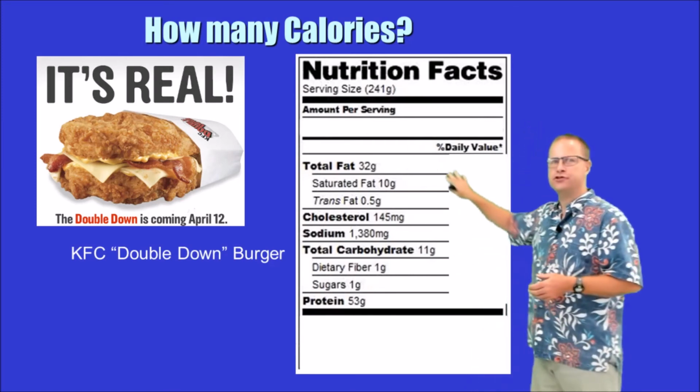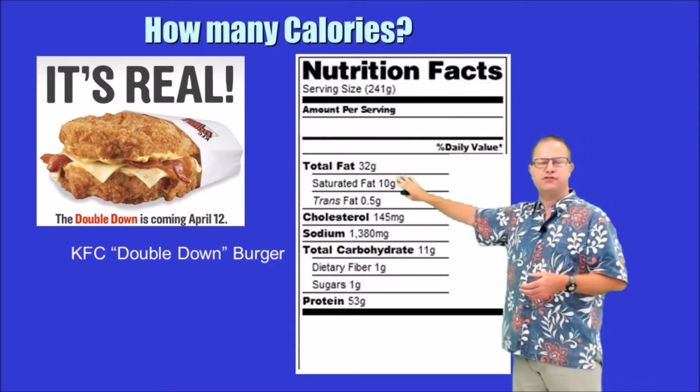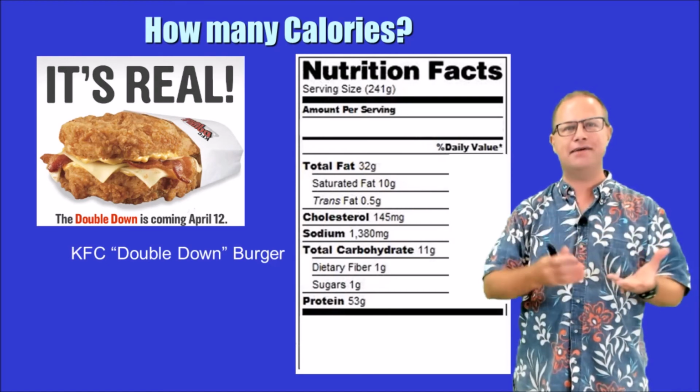So here we have the nutrition label. They would normally have the number of calories there, but I've whited out that information. So first let's take a look at the fat. We can see that there's 32 grams of fat in a KFC Double Down Burger.